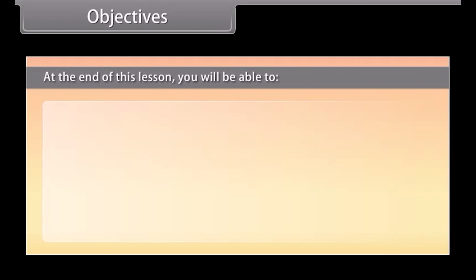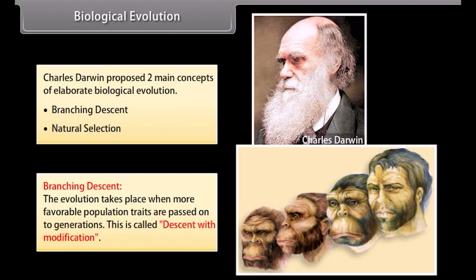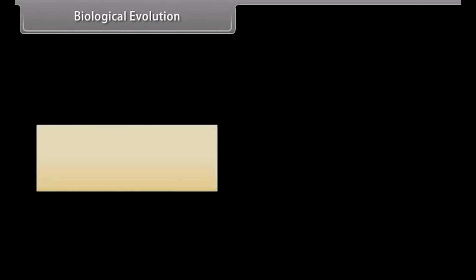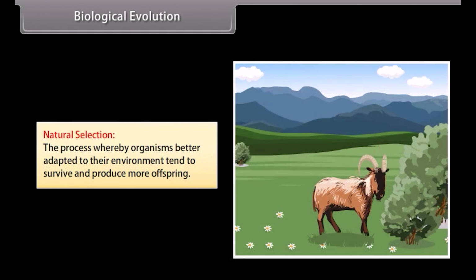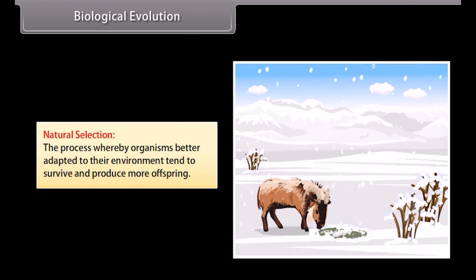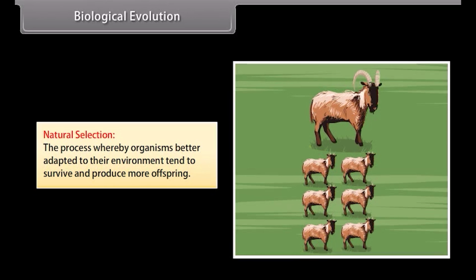Biological evolution. Charles Darwin proposed two main concepts of elaborate biological evolution. 1. Branching descent. 2. Natural selection. Branching descent. The evolution takes place when more favorable population traits are passed on to generations. This is called descent with modification. Natural selection. The process whereby organisms better adapted to their environment tend to survive and produce more offspring.